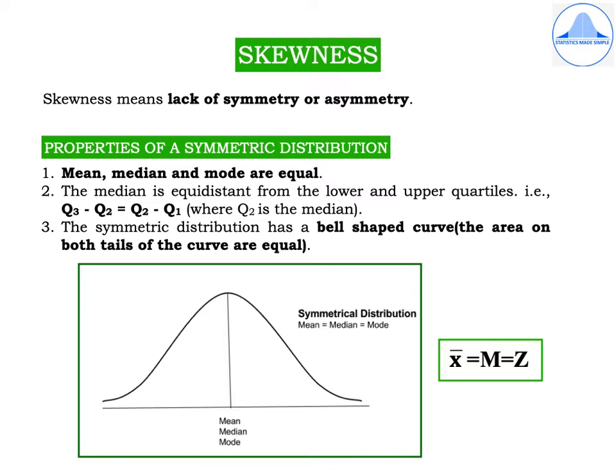So remember that for a symmetric distribution, the mean, median, and mode will coincide. So if a distribution is not symmetric, then it means that it is asymmetric or it is skewed.